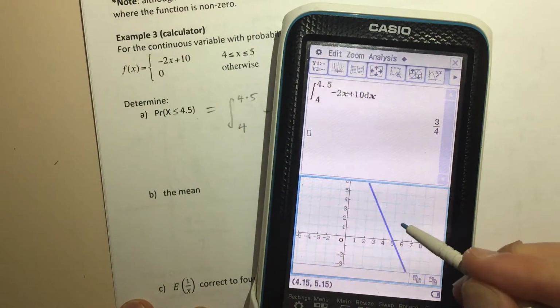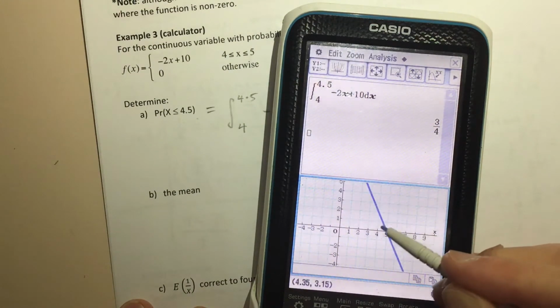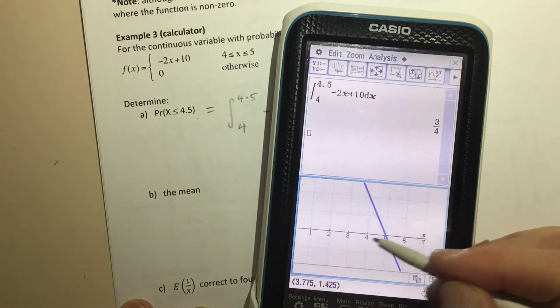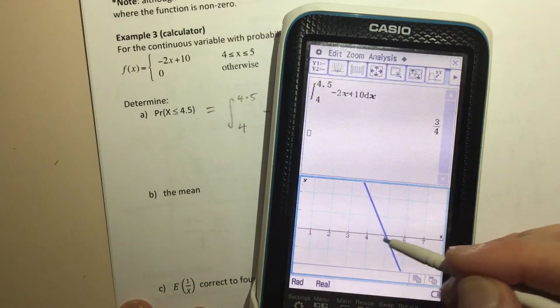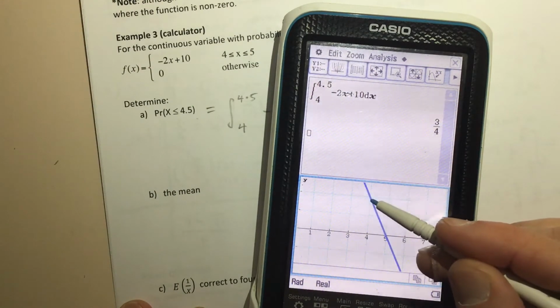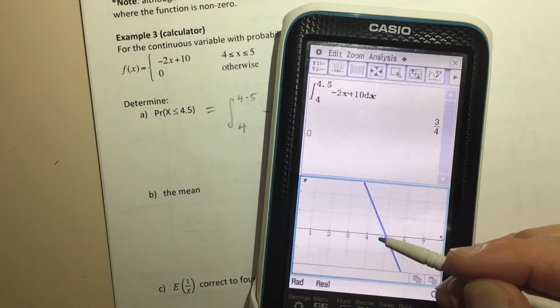Okay, so what we're really looking at here is just this. I'm going to zoom in on it. This section of the graph between 4 and 5 is where all of our probabilities sit. You can see just from the grid lines, actually, this is just a triangle with a height of 2 and a base of 1. So you can see that the full area between 4 and 5 would equal 1, which is what we expect.